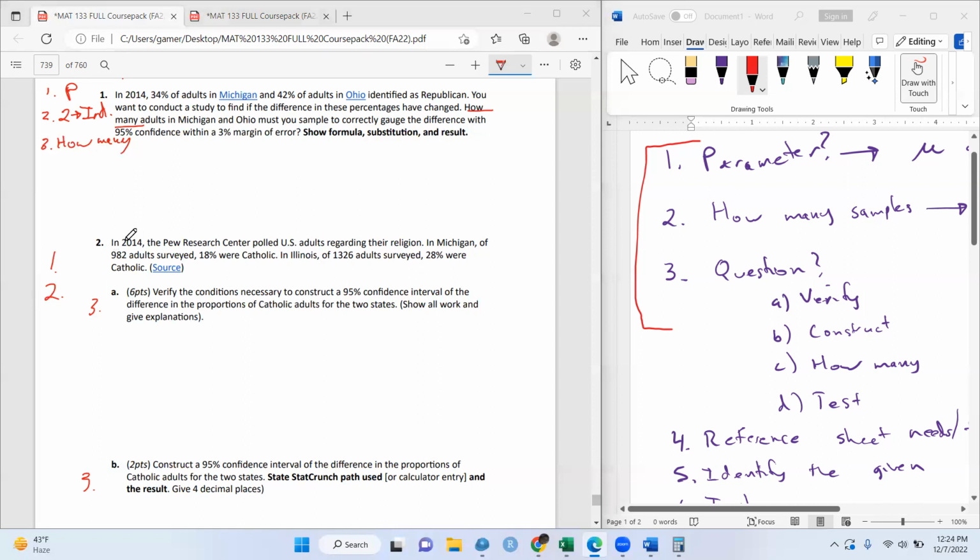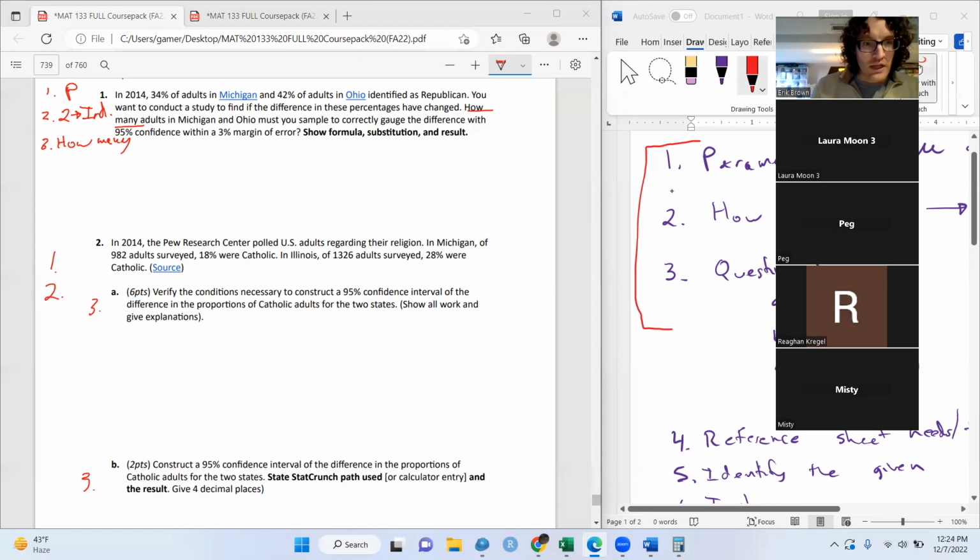Okay. From number 2, what parameter? Proportion. Okay, how did we know? Because we've got percent signs. Good. These percentages nailed it. Two sample, or one sample? Two sample. Good. Again, Michigan and Illinois this time. And it's always independent with two sample, but note it's two groups measured once.